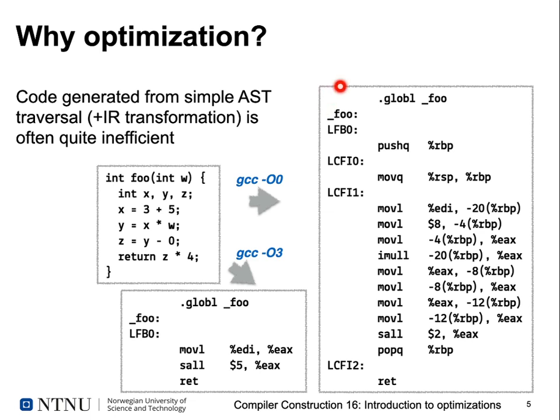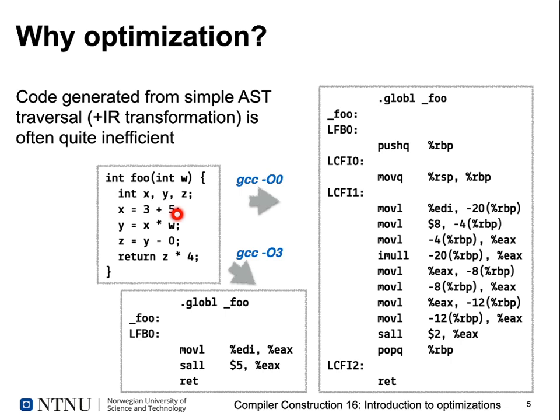Essentially, with -O0 it applies almost no optimizations. But if we take a closer look at the code, we'll see there's actually some bit of optimization. The first thing that happens, after setting up our stack frame, is that our first and only parameter w is stored in a local stack variable. So edi is moved to -20 of RBP. And then the next thing is we move a constant 8 into -4 of RBP.